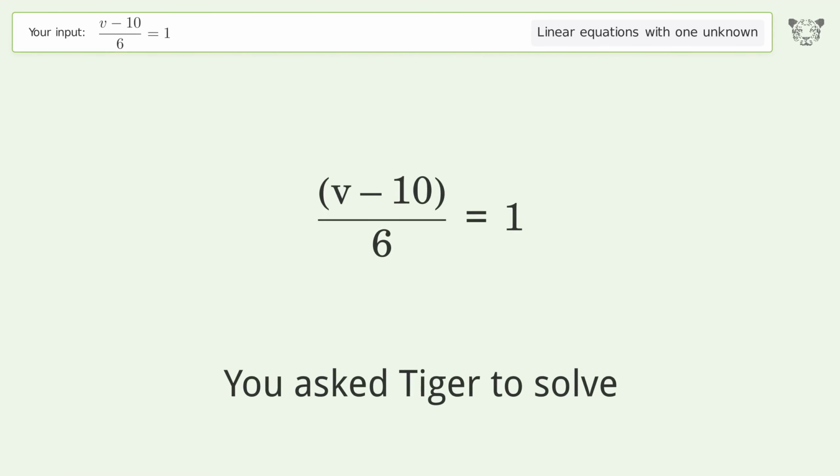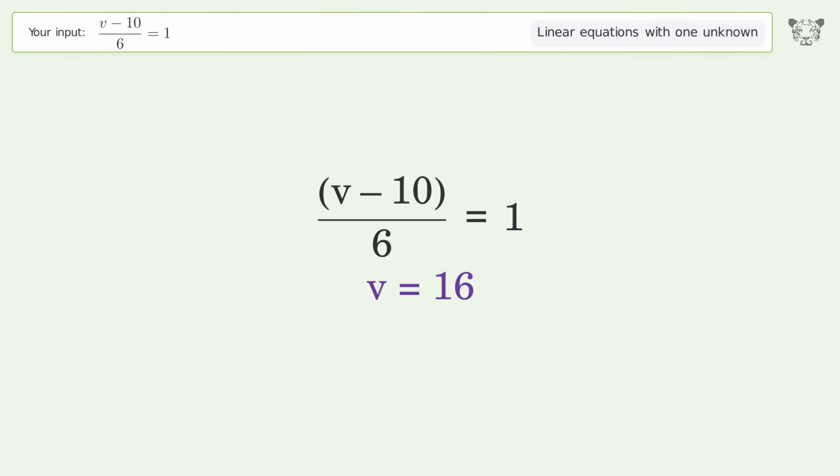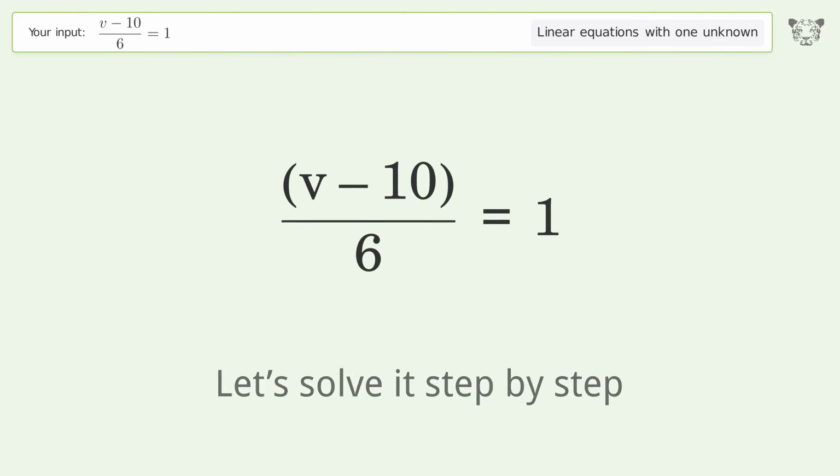You ask Tiger to solve. This deals with linear equations with one unknown. The final result is v equals 16. Let's solve it step by step.